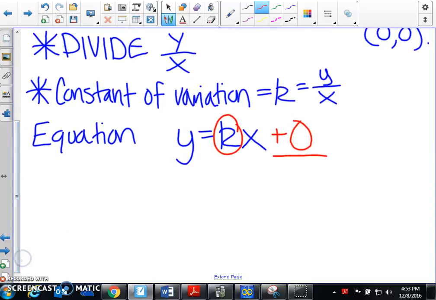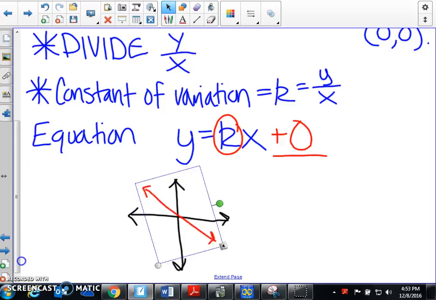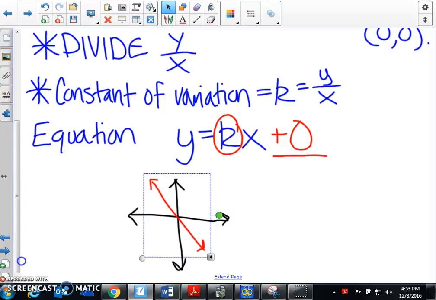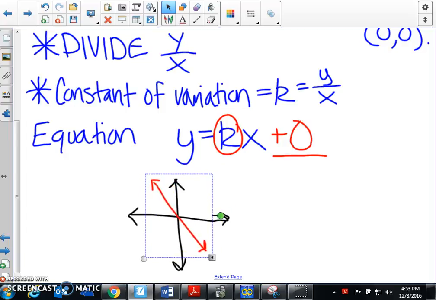When we graph it, it doesn't matter if it's going to be a positive, a negative, whatever. It has to go through the origin. That's the first thing you look for. So that would be an example. That would be an example. The second I move it, if it doesn't go through the origin, it's not a direct variation. It's just a line at that point. It's just linear. So it has to go through the origin.